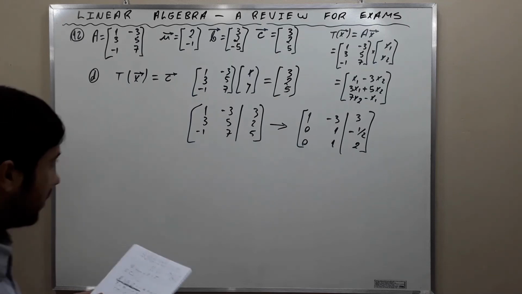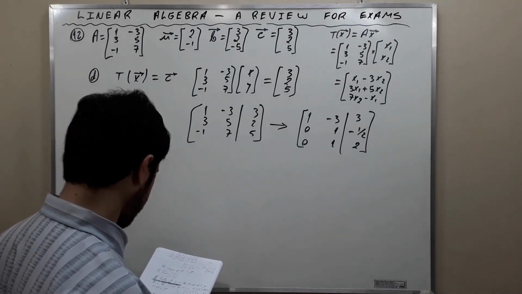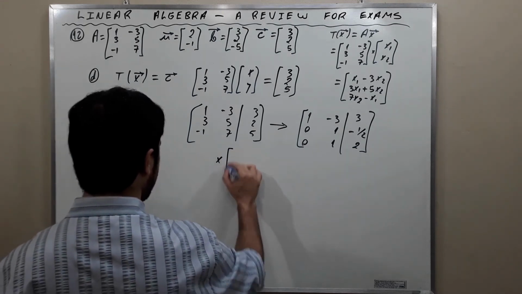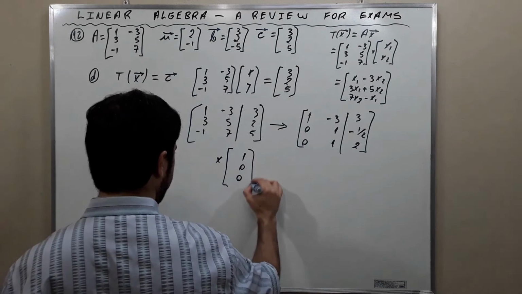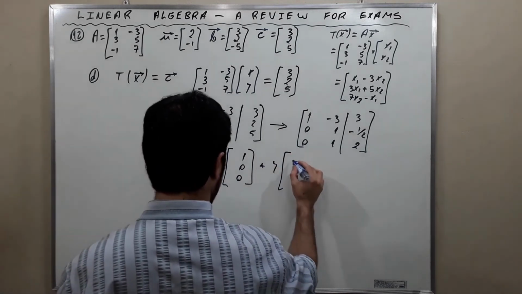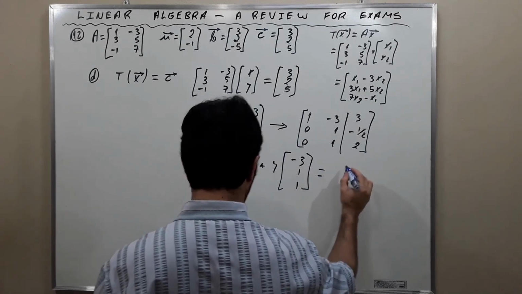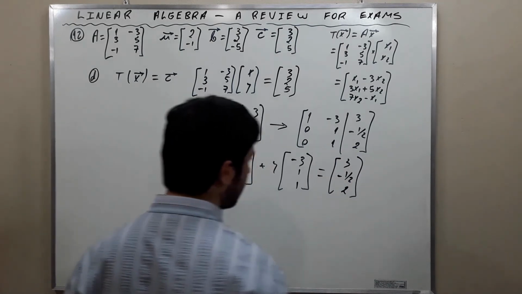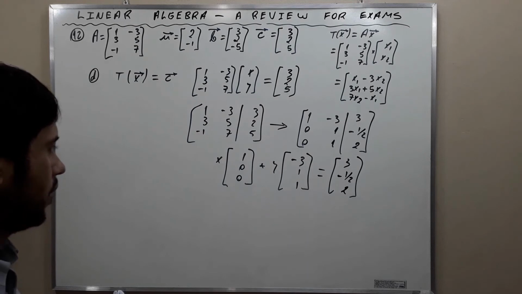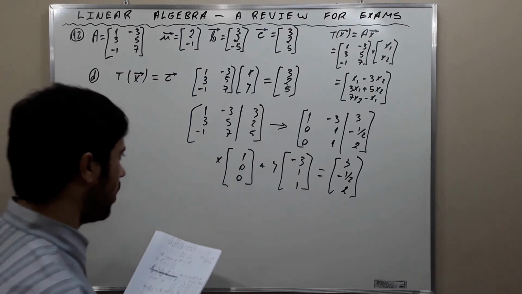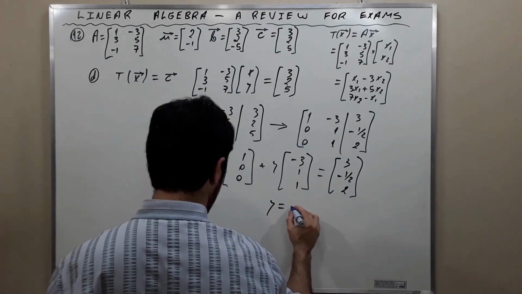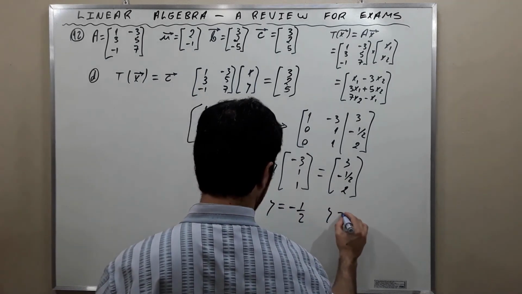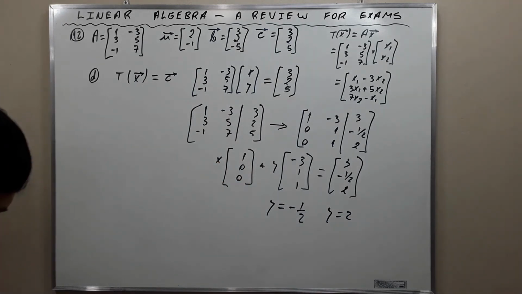It means that x times (1, 0, 0) plus y times (-3, 1, 1) is equal to (3, -1/2, 2). From this, we find that y is equal to negative 1/2 and y is equal to 2 at the same time. And it is not possible, and our verdict is that the system is inconsistent.